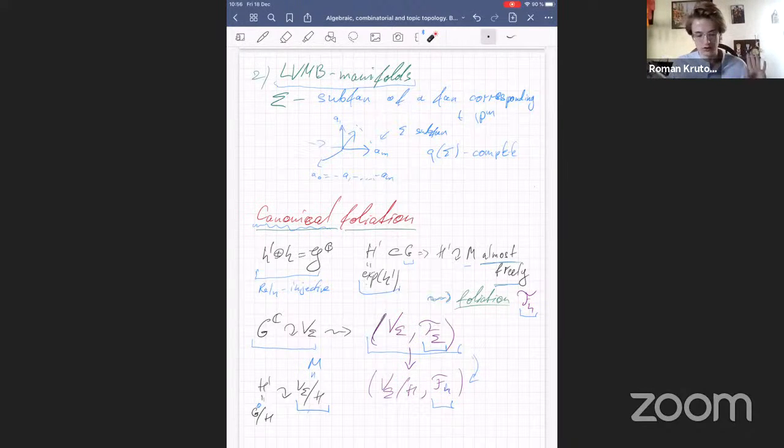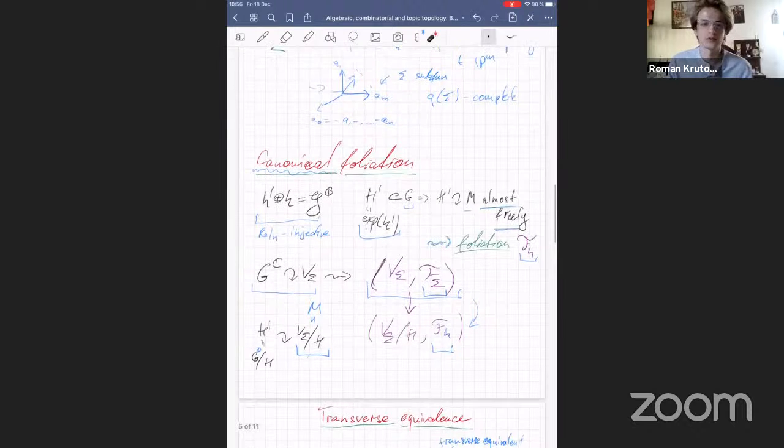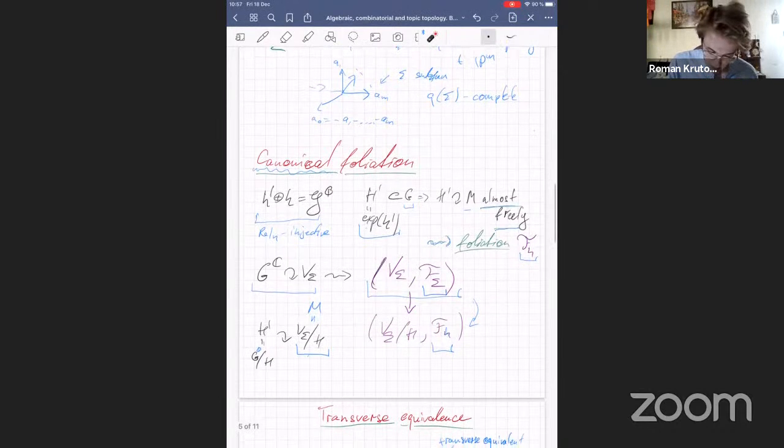And actually, these canonical foliations may be described very generally for any manifold with some holomorphic action of a compact torus, and in some sense it's a defect of this action with respect to the complex structure. Okay. Well, any questions so far? Well, okay, if not, then I will proceed.